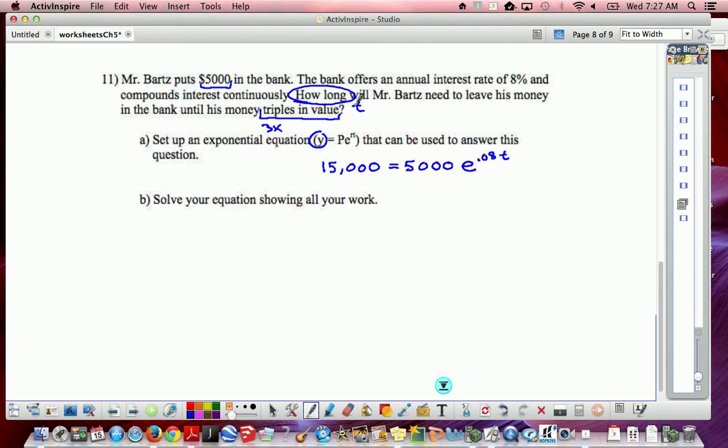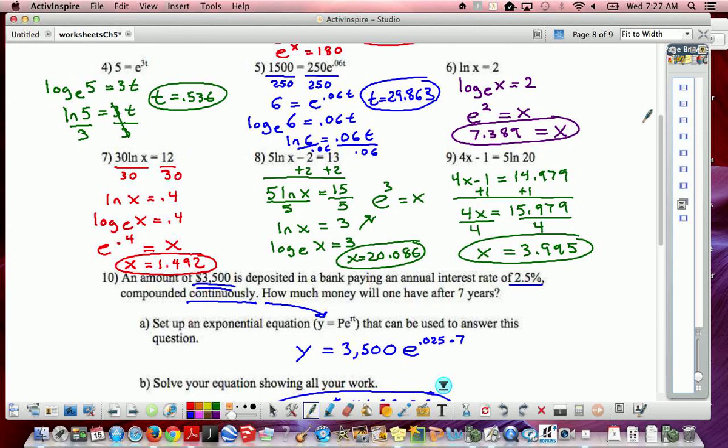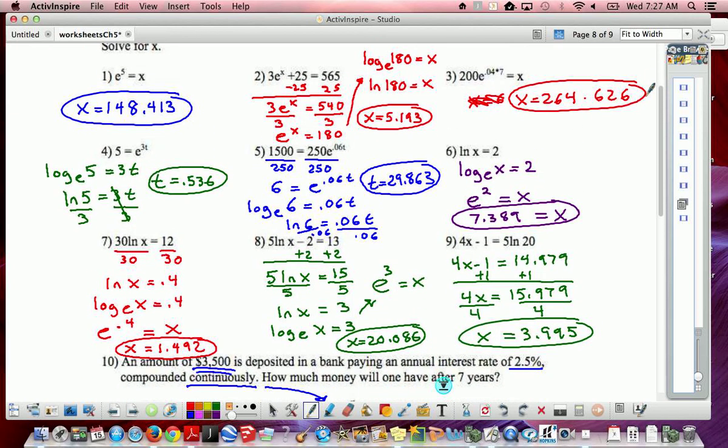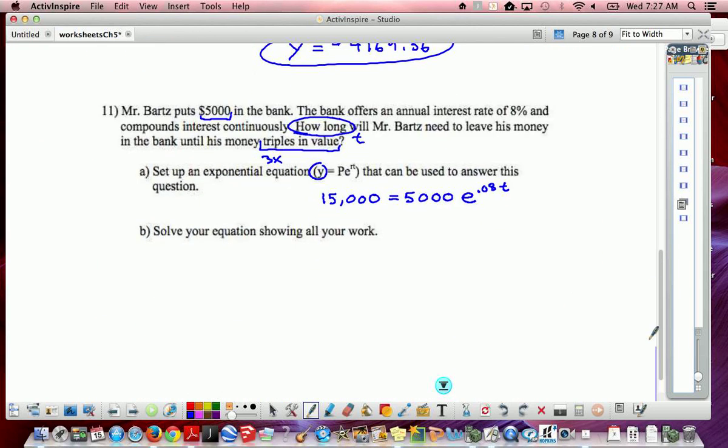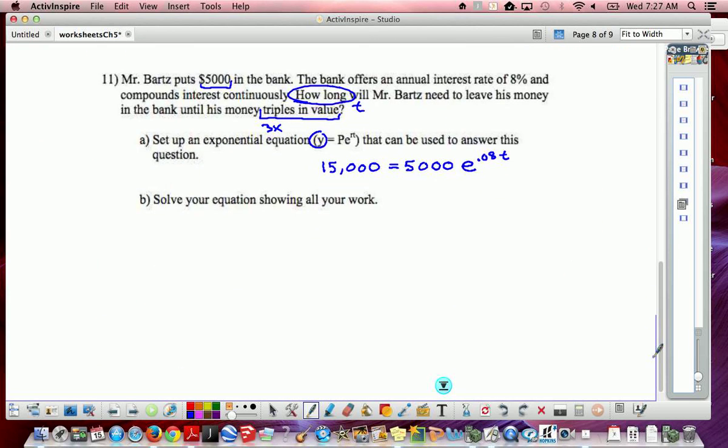So now all of a sudden, if you look at this equation right here, if you scroll back up to the top, they kind of start to look like a question like number 5. Okay? So you just have to solve it in a similar fashion, just different numbers, but same process. So that's what you're doing in part B. So in part B, I'm actually just going to show it right here. I'm going to divide both sides first by 5,000. So I really get just 3 equals e to the 0.08t power.